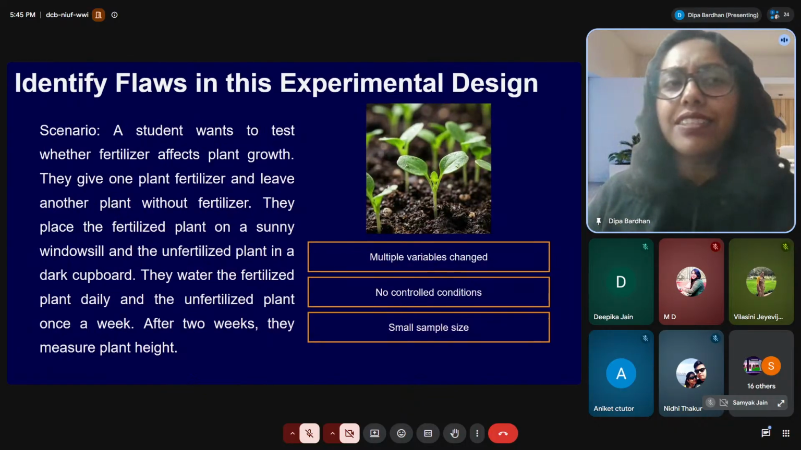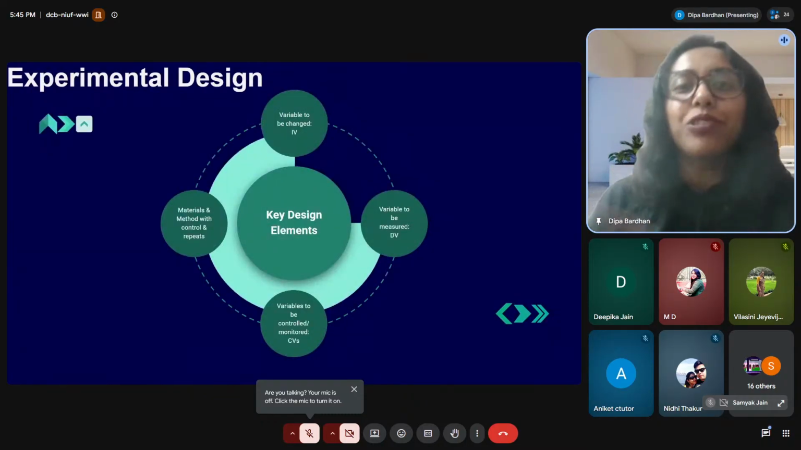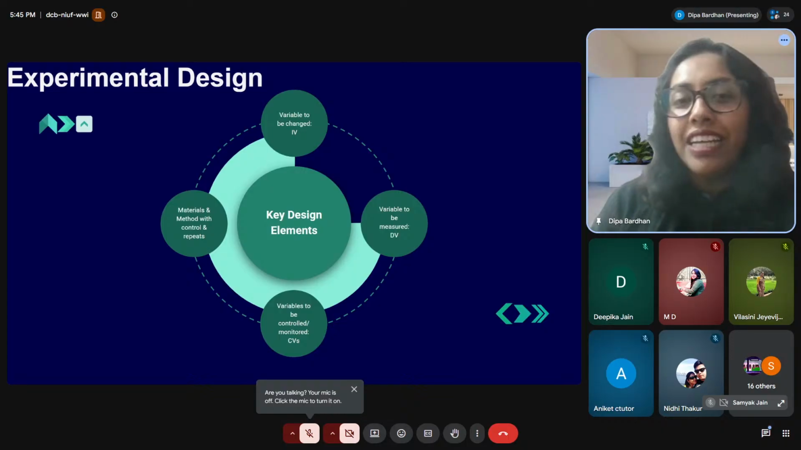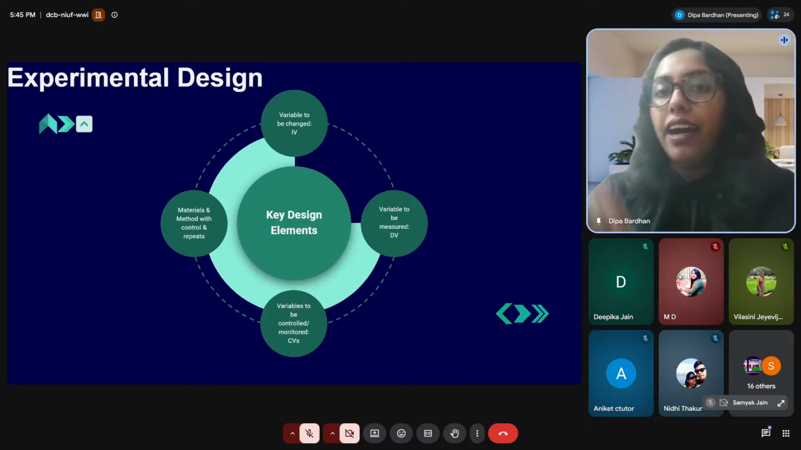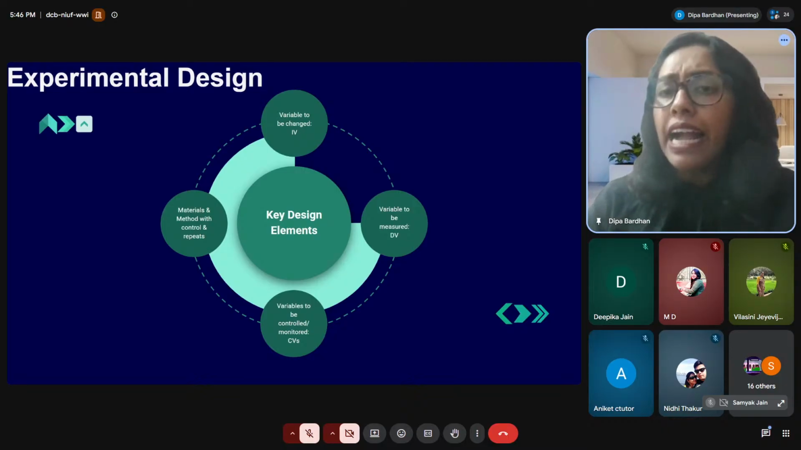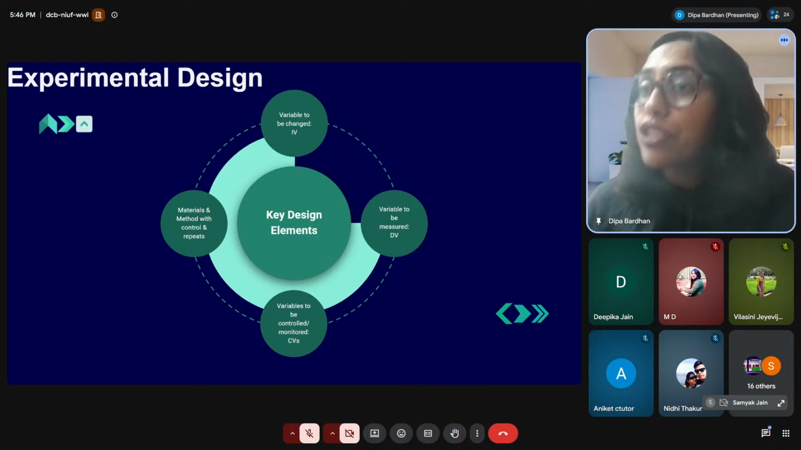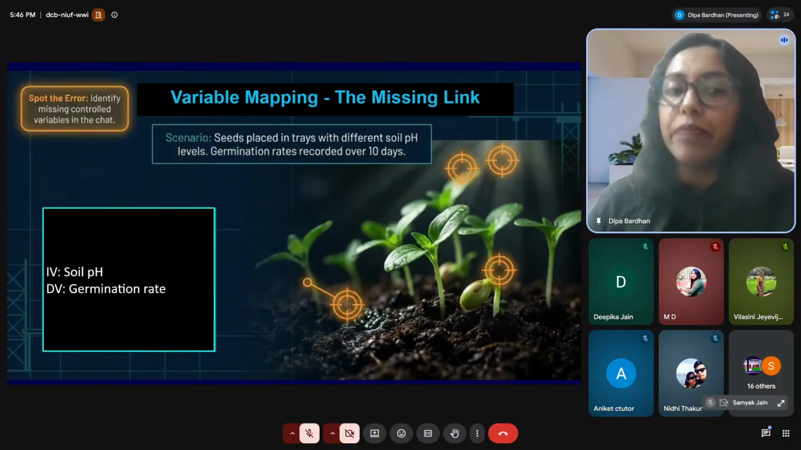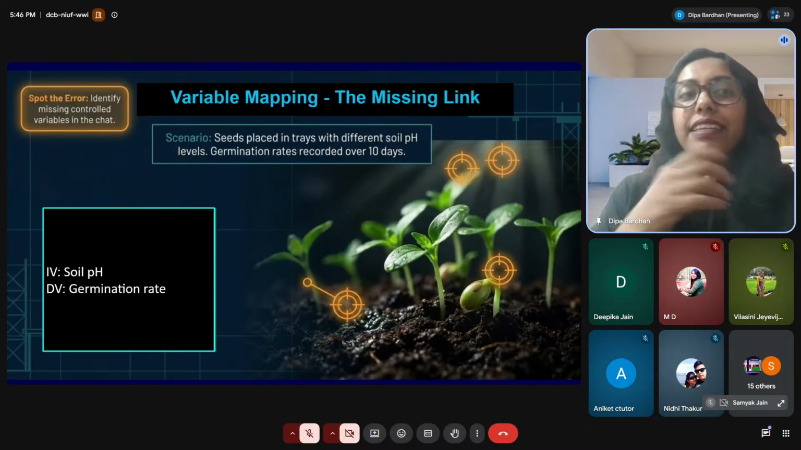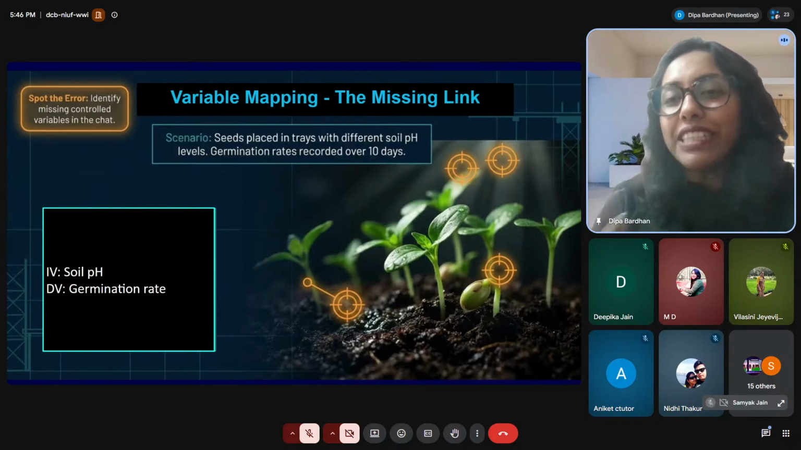And I have asked you to identify the flaws, but I think we are running short of time. I will just quickly go to the experimental design. When you see the experimental design, I told you repeatedly, the IV needs to be identified, the DV, control variables, at least 5, materials and method with a control, and repeats. Control and trials are a must.